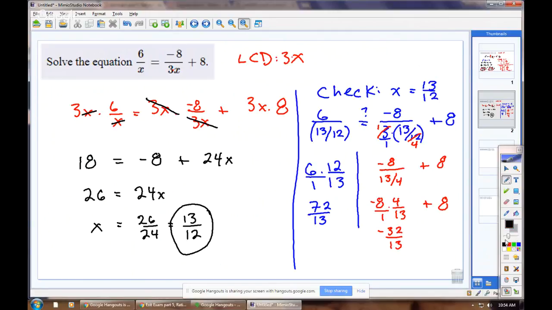If I view this over here as 8 over 1, common denominator would be 13. Let's see, 8 times 13 would be 80, and 24, which is 104. And negative 32 plus 104 would be 104 minus 32, which is, yep, that checks, 72 thirteenths. I do indeed have the right answer here. Okay, got to check to know, otherwise you don't know.